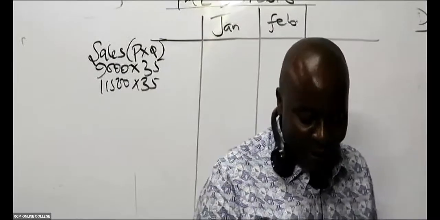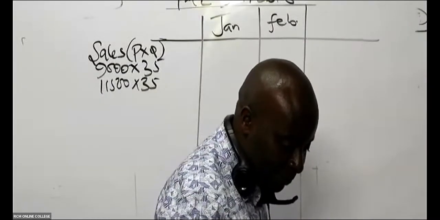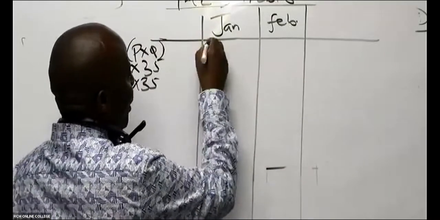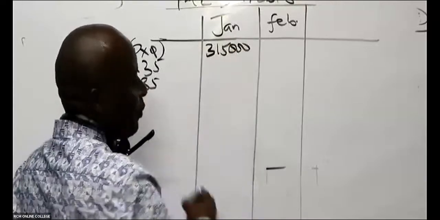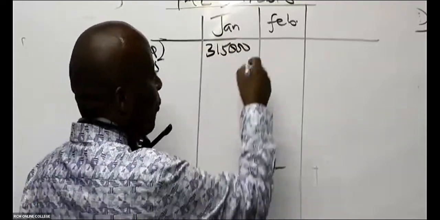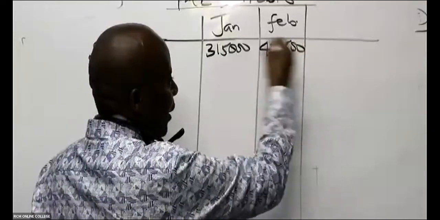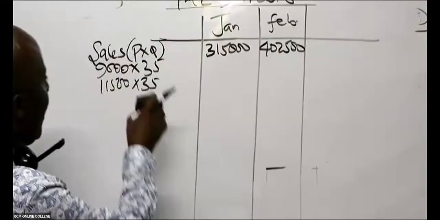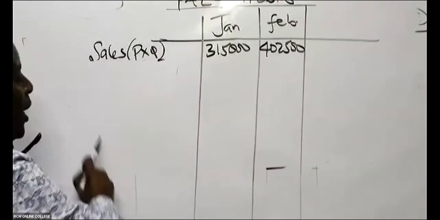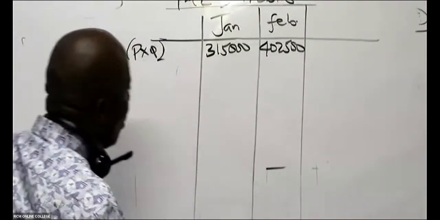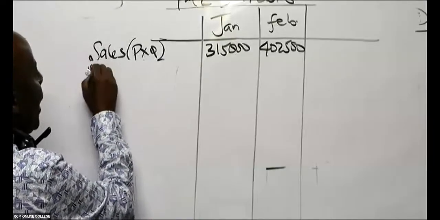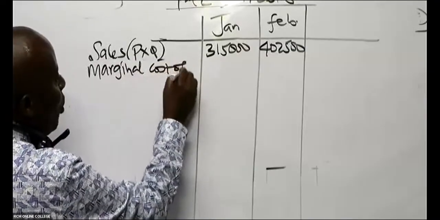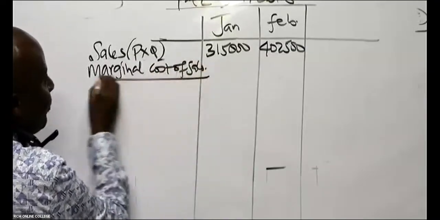Everything shall be fine. So then are you able to give me these numbers? January 315,000, isn't it? And then February 402,500. And now with your permission, I will be able to grab this. That is sales. So from there, you come and give us what we call the marginal cost of sales. So you less the marginal cost of sales.